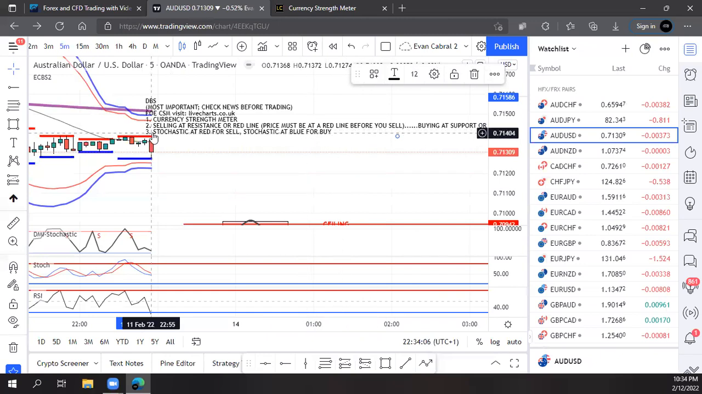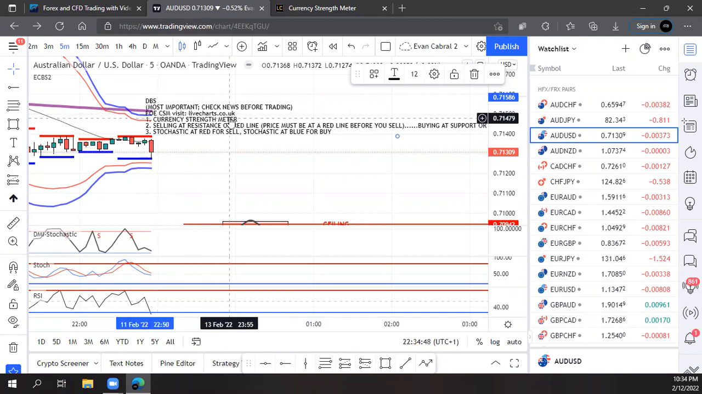So the first thing we looked at was the currency strength meter. We agreed that if the second currency is stronger than the first currency, we are supposed to sell. So once you are supposed to sell, what color is that? How many reds have we gotten? Currency strength meter says we should sell. That's one red.